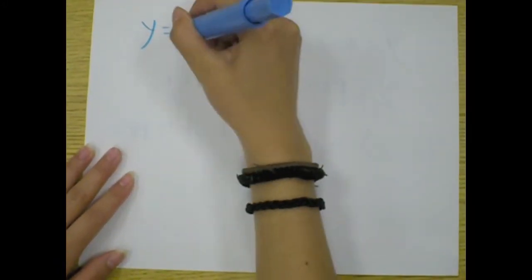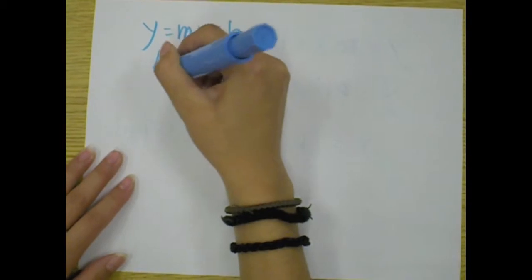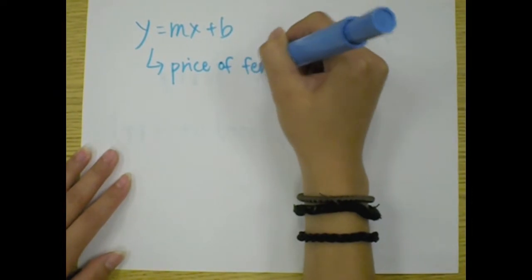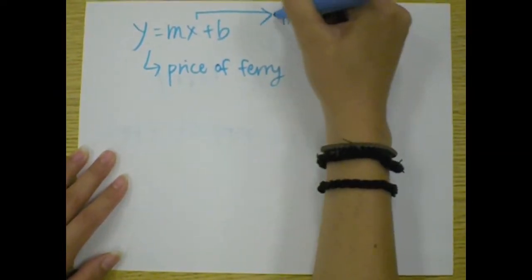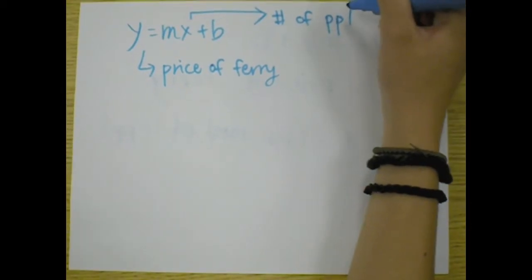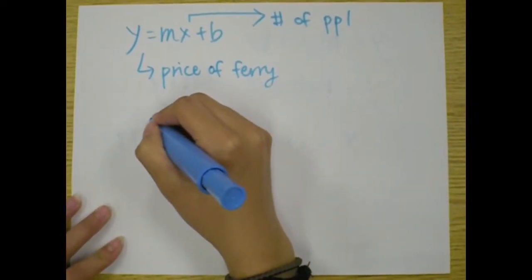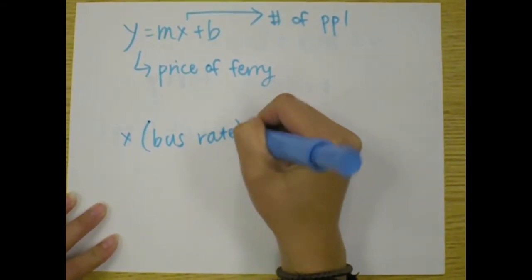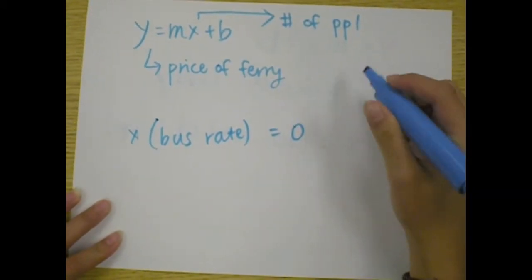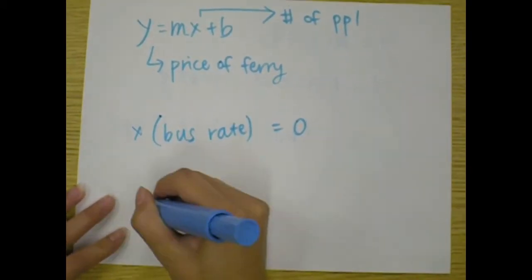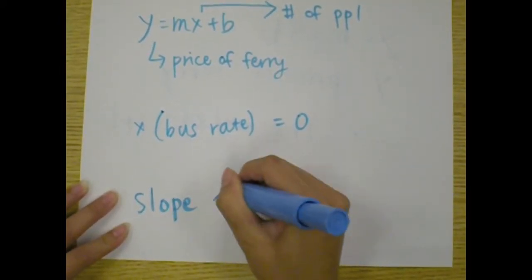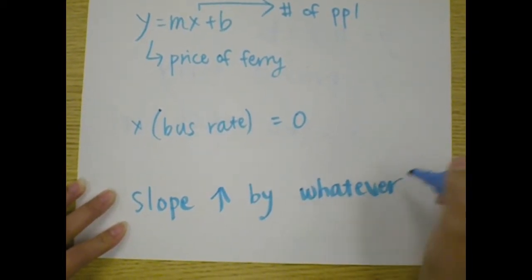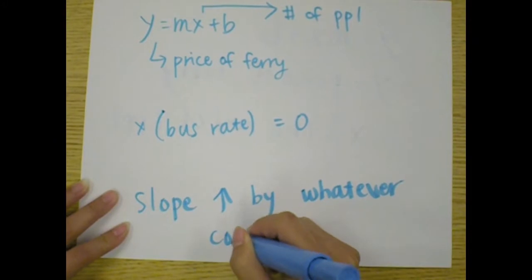Now we need the equation of the linear model. The problem has already given the form of the linear equation y equals mx plus b. Y equals the price of the ferry, and x representing the number of people. When interpreting the y-intercept, you would say, for example, that your x times the bus rate is 0. This is the value that y has to start at, which is the base fare price. When interpreting the slope, you would say that for every increase in 1, whatever your x is measured in, in this case bus fare, your slope will increase by whatever your constant value is.